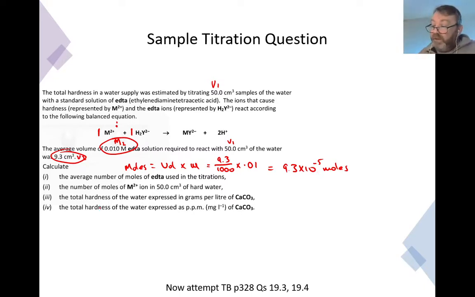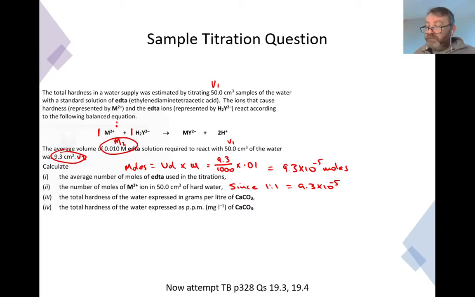Now they're asking me, well, if that's the moles of EDTA, what are the number of moles of M2? Well, it's a one-to-one relationship, and if it's a one-to-one relationship, it's exactly the same. So since it's 1:1, then 9.3 by 10 to the minus 5. So now what they want me to do is get the total hardness of water expressed in grams per litre of CaCO3. Now please don't forget that this is the number of moles in 9.3 centimetres cubed.